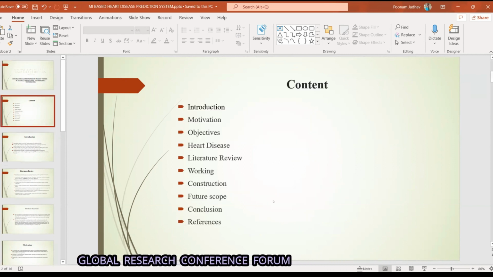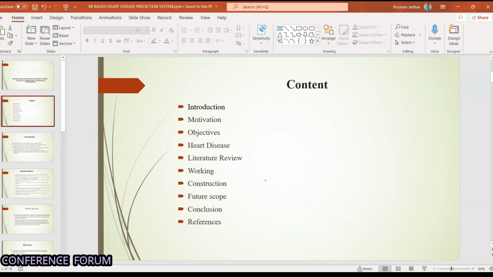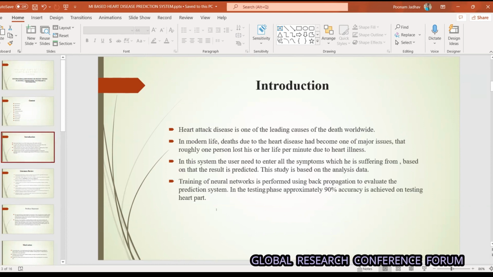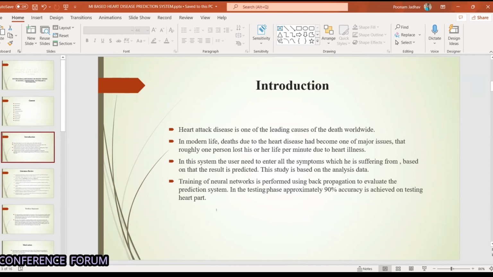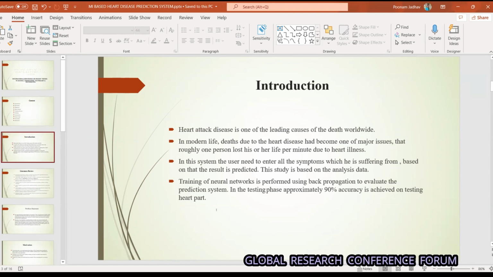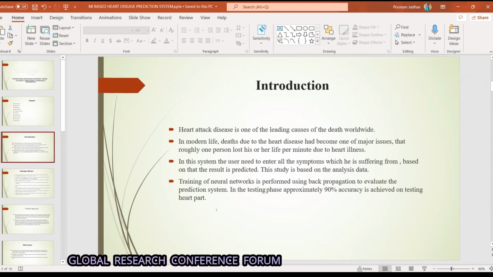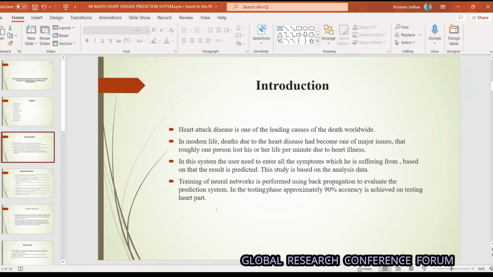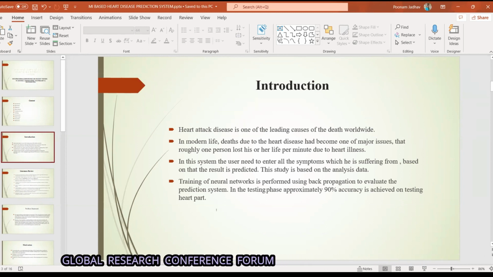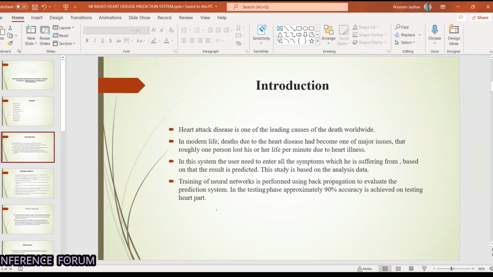Okay, so this is the agenda for my paper: introduction, motivation, objective, and so on. In the introduction, heart disease is one of the leading causes of death worldwide. In modern life, death due to heart disease has become a major issue. Roughly one person loses his or her life every minute, or even every second. In this system, the user needs to enter all the symptoms they are suffering from, like BP, sugar, thyroid, and we are collecting the sample of data.